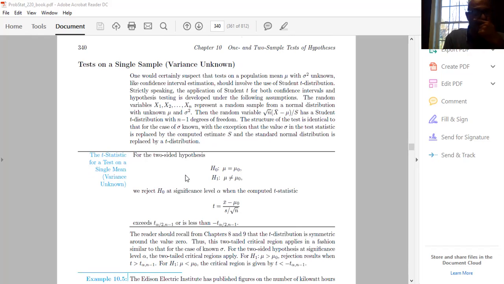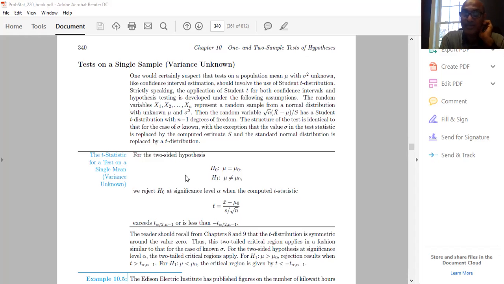So, test of single samples, variance unknown. In that case, we will be given the sample variance, small s. Variance is not given, which means you cannot use the z-score; you have to go through the t distribution. Whenever the variance is not given, we always rely on the t distribution.